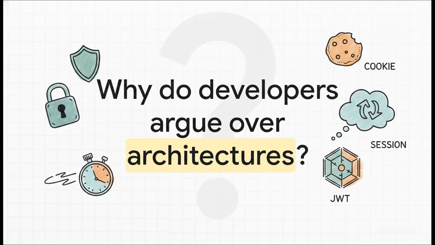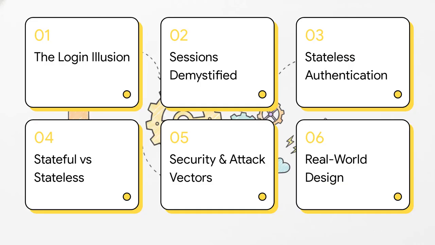So if the user experience is identical, why are developers constantly arguing over which one is faster, more secure, or just better for modern apps? Well, here's our roadmap to figure that out. We've got the login illusion, demystifying sessions and cookies, and unpacking JWTs. Then, we'll dive into stateful versus stateless architectures, attack vectors, and wrap up with real-world design. Let's get started. Part 1.